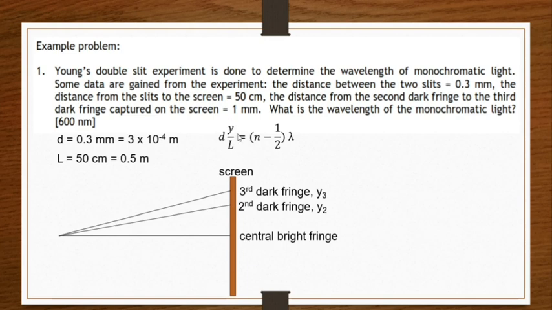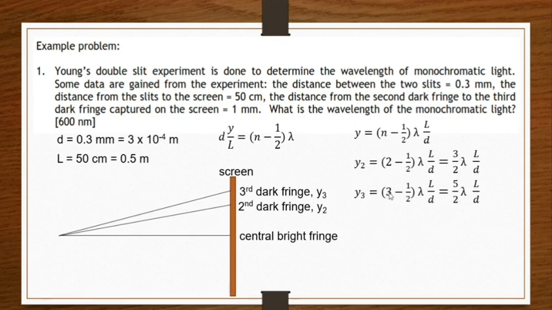Yeah, so this y is the distance from a certain fringe to the central bright fringe, and lambda is the wavelength. So now I have y, which is equal to n minus a half times lambda times L over d. So if I want to write down y2, it will be 2 minus a half times lambda L over d. So it is 3 over 2 lambda L over d. y3 is 3 minus a half times lambda L over d equals 5 over 2 lambda L over d.